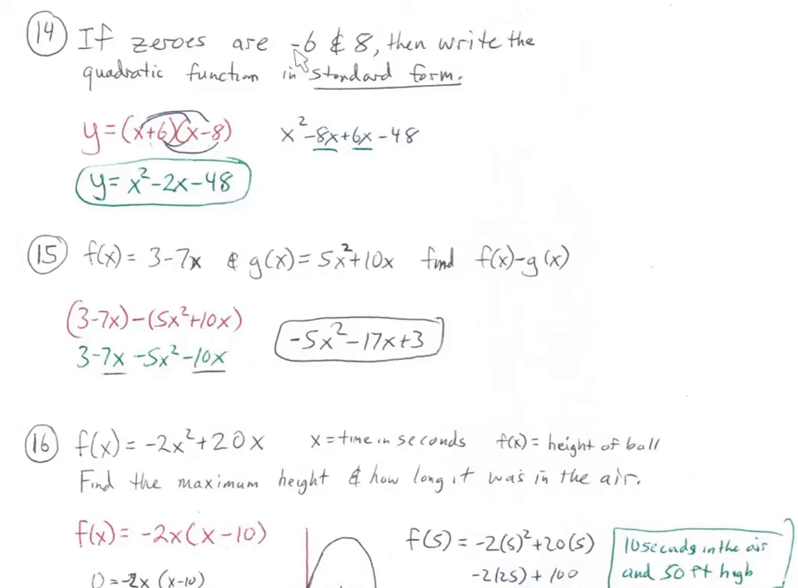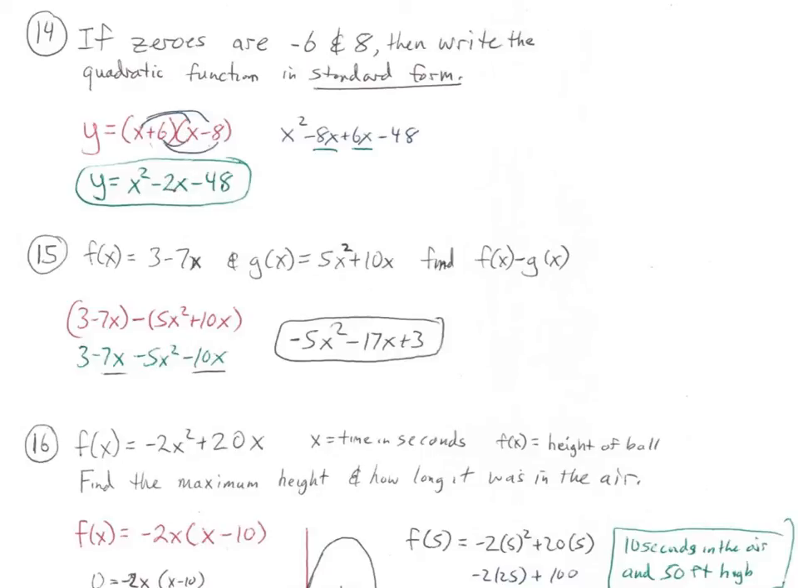If the zeros are negative 6 and 8, then write the quadratic function in standard form. So if I know these are my zeros, let's write it in intercept form, where you get the zeros. Remember, it's always the opposite of these in the factored form here. So it's positive 6 and negative 8. But I want it in standard form, so now I have to convert it to this. So I FOILed it out, multiply, multiply, and boom, boom, boom. Then I combine like terms, and boom, there is standard form. Be careful. On the test, I believe there are choices where you can choose these, and you don't want to choose this format because that's intercept form.